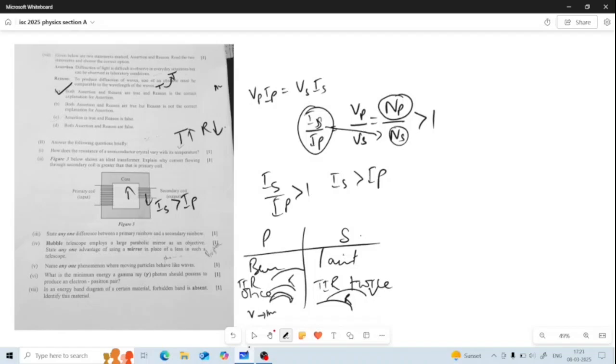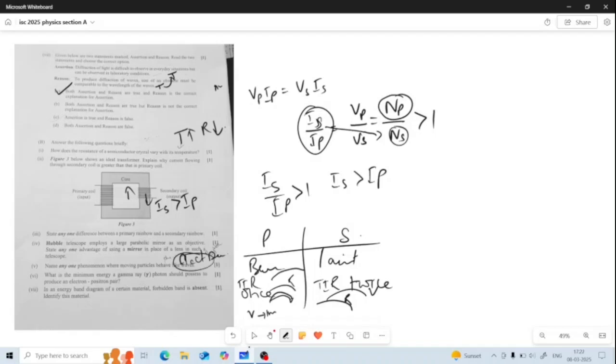Next, name any one phenomenon where moving particles behave like waves. So electron diffraction. Electrons also show diffraction in the Davisson and Germer experiment, and diffraction is shown only by waves, so the electron is a wave.